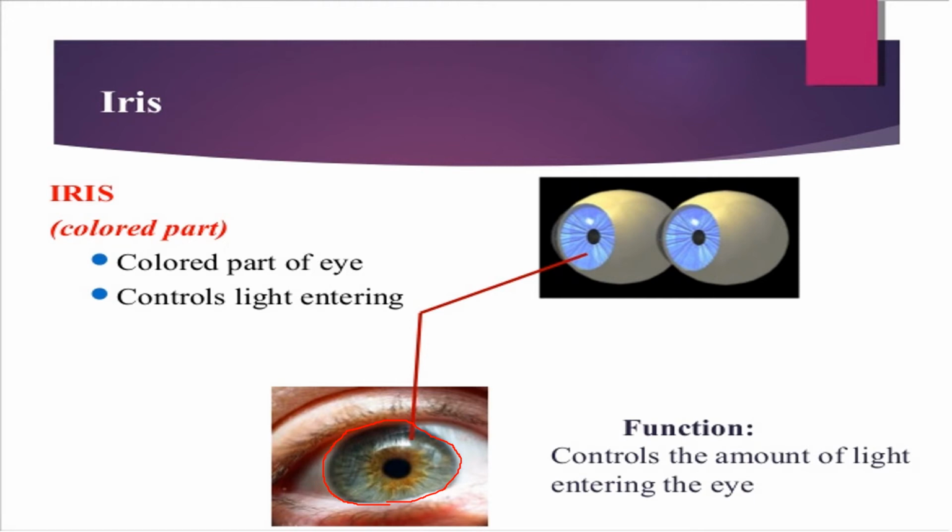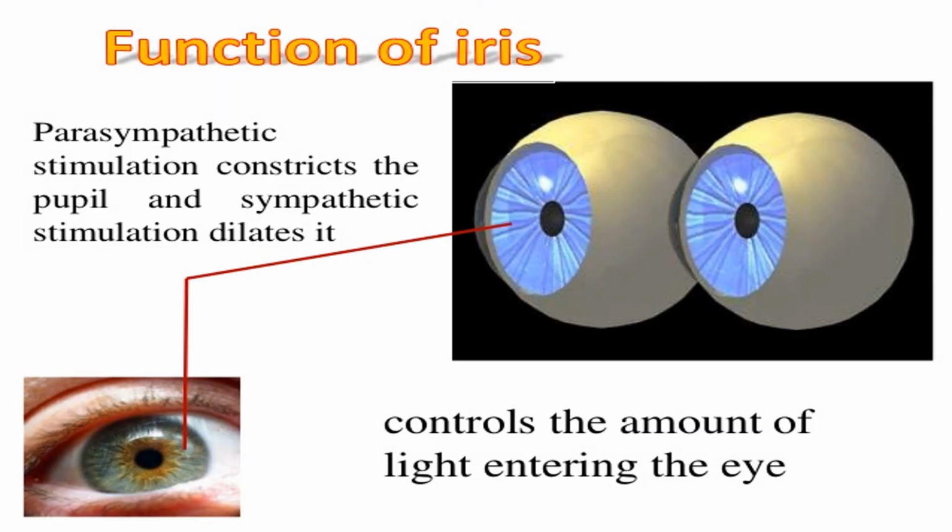At the center of the iris, there is a small hole which is called the pupil. The iris contains circular and radial smooth muscle fibers, and this regulates the amount of light entering the eye. The iris is controlled such that parasympathetic stimulation constricts the pupil and sympathetic stimulation dilates the pupil. Thereby it controls the amount of light entering the eye with the help of information from the two types of nerves, the parasympathetic and sympathetic nerves.